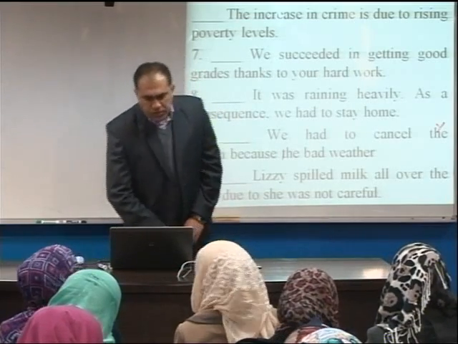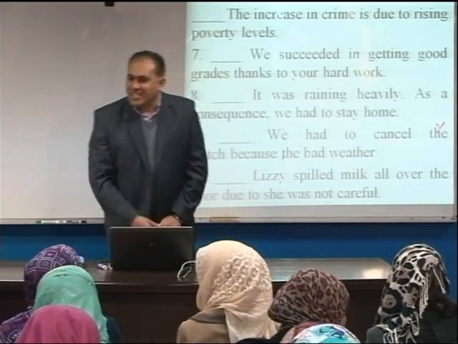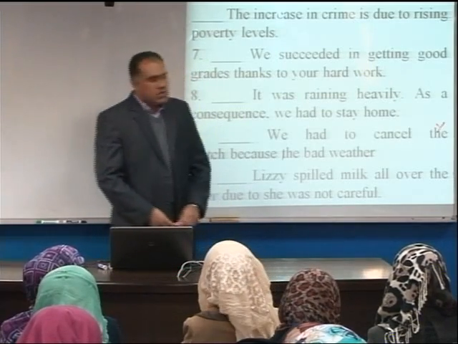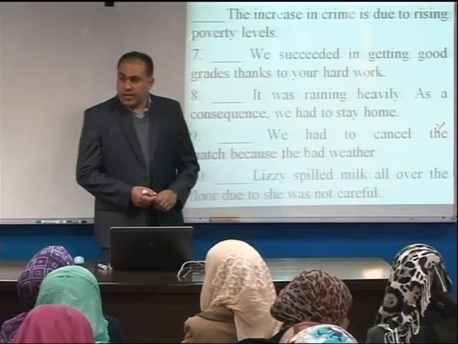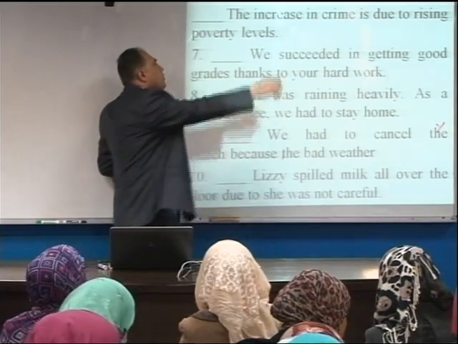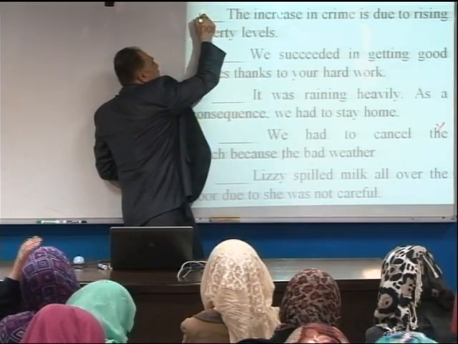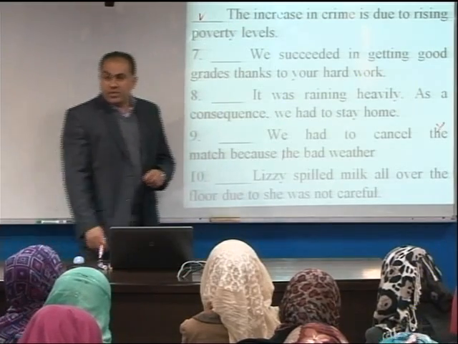Alright, let's see the next one. Yes, number 6. The increase in crime is due to? Poverty. Yes, that reason is correct. Is that right? Yes, due to, and then we have poverty. Yes, it is correct. Number 6.